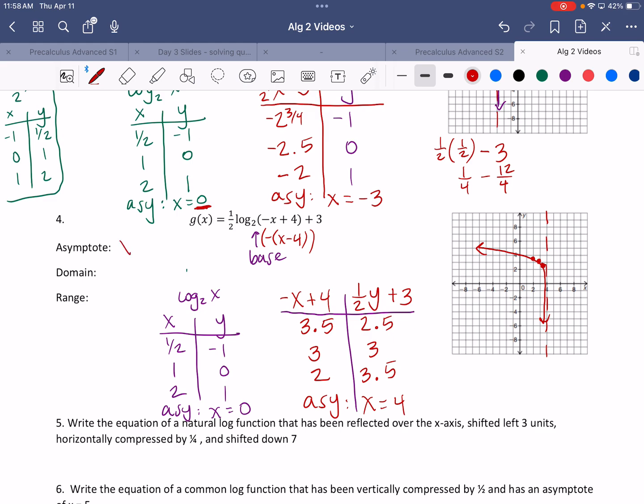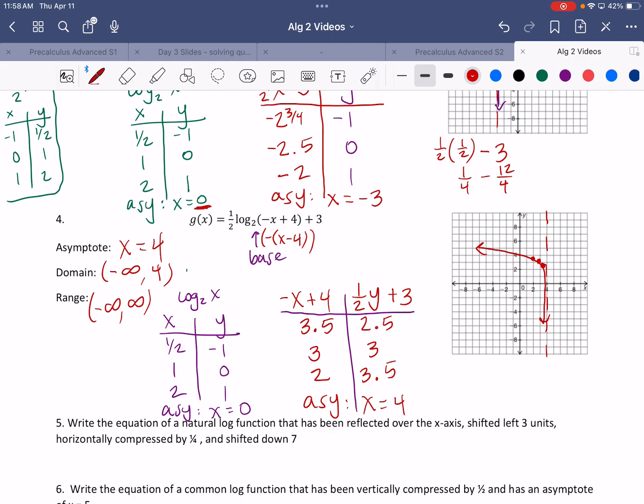The vertical asymptote, we know is 4. And the domain now starts at -infinity to 4. The range will be unchanged with a log. It will always be -infinity to +infinity.